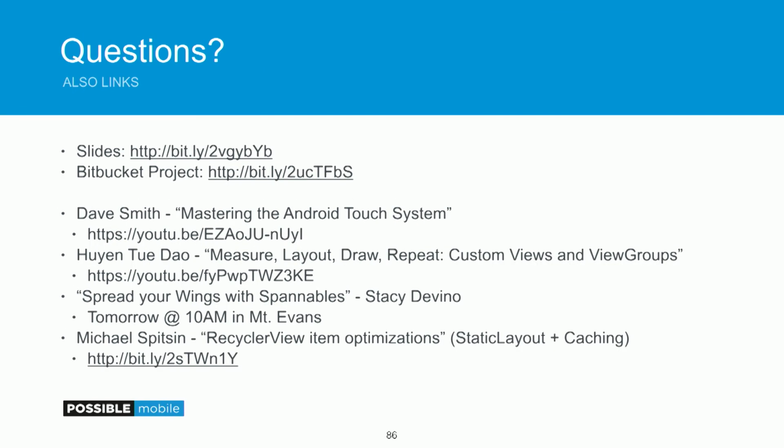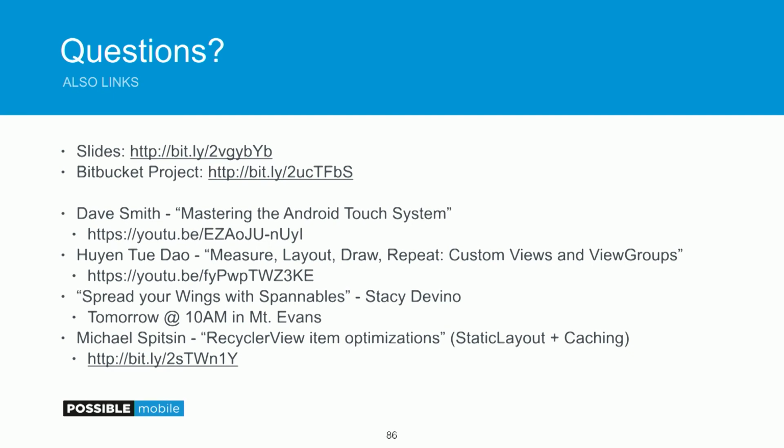Okay, so we don't have very long for questions, but we'll do it anyway. Slides in the Bitbucket project for this code is up here. These are some excellent talks that I would refer to for the things that we didn't cover. Dave Smith has a great talk on mastering the Android touch system. It gets really complicated once you have views and view groups. The measure, layout, draw, repeat talk will include this stuff, but it also talks about the larger layout structure. So instead of just overriding some view and drawing some stuff in the canvas, you can also do some really powerful stuff with the way your views are laid out. Their position on screen relative to other things. You can pull basically anything off with that.